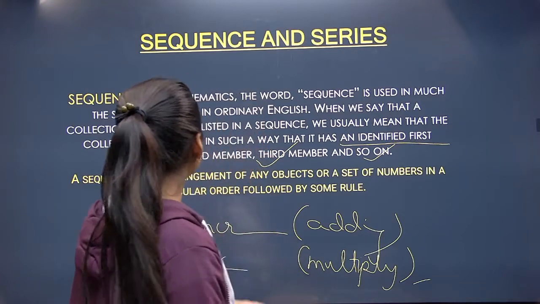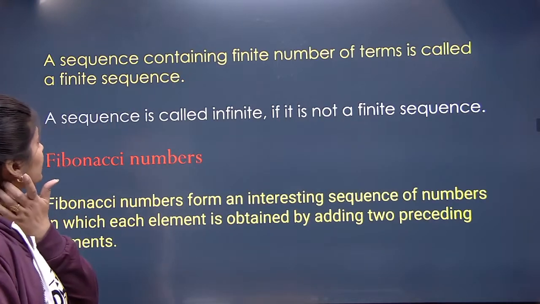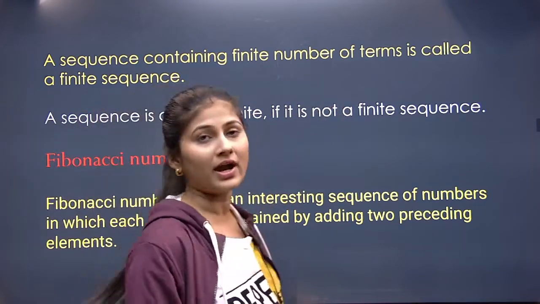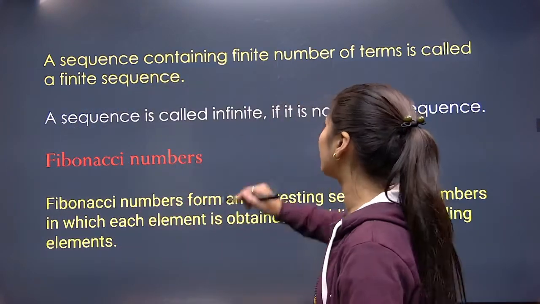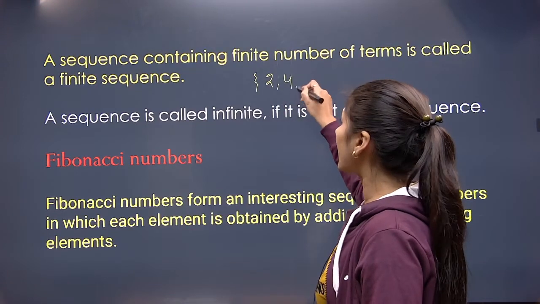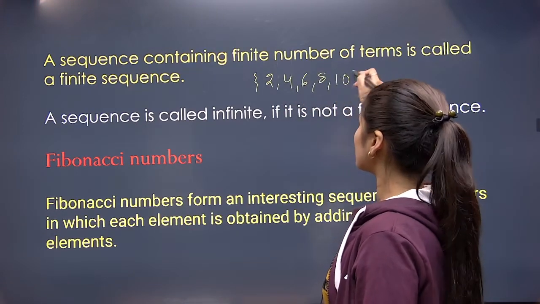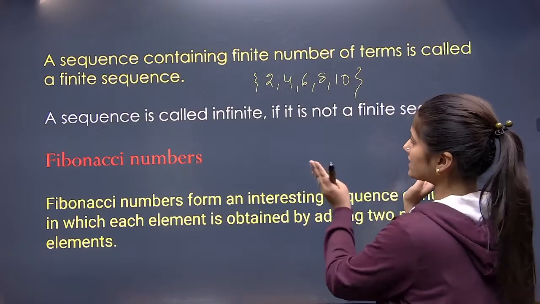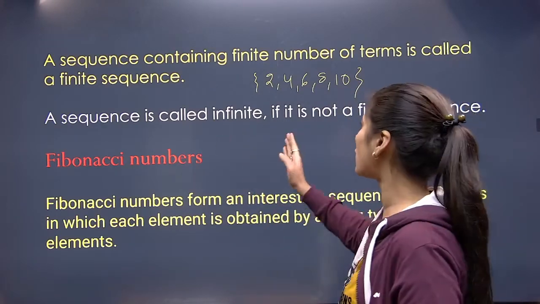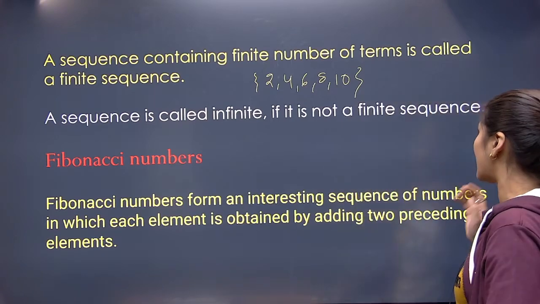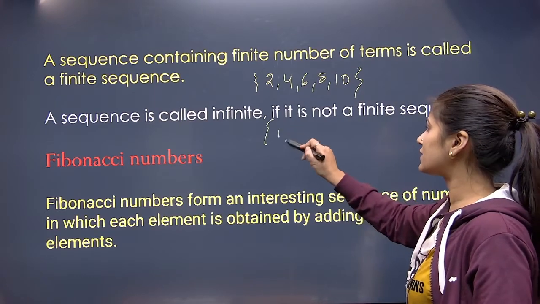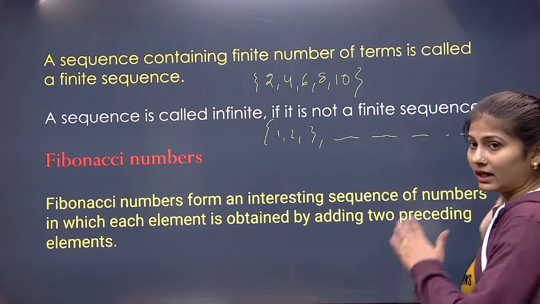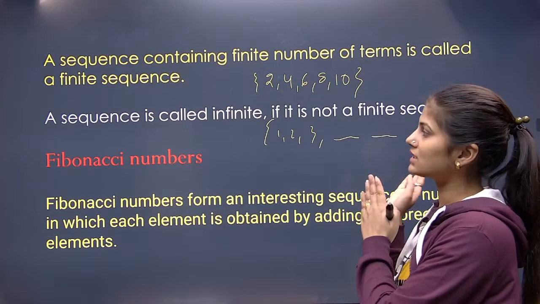Now, moving on to the next, it says a sequence containing a finite number of terms is called a finite sequence. What does it mean? If you have a sequence and it ends like this, so you know that there are 5 numbers in the sequence, so it is a finite sequence. Similarly, a sequence is called infinite if it is not a finite sequence. Like if it is 1, 2, 3 and goes on like this, so it is not ending at a certain point, so it is infinite.